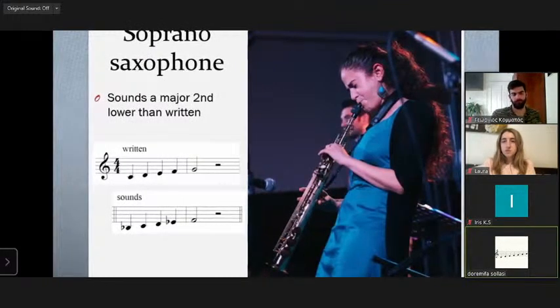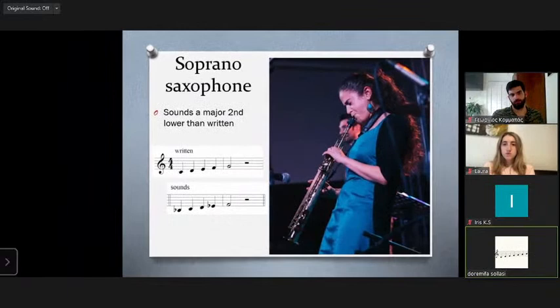This is a transposing instrument and it sounds a major second lower than written. So the transposition is exactly the same as the B flat clarinet. So if you write this passage in C major, it would sound in B flat major. Also, remember that the saxophones are a single reed instrument, like the clarinet.